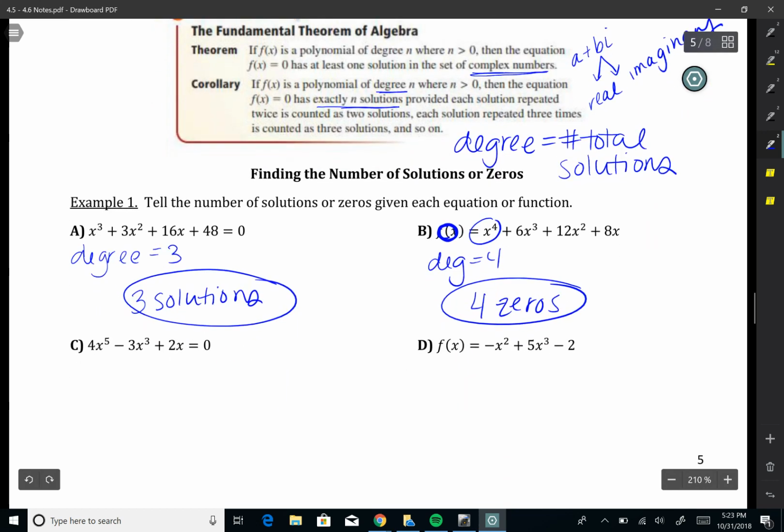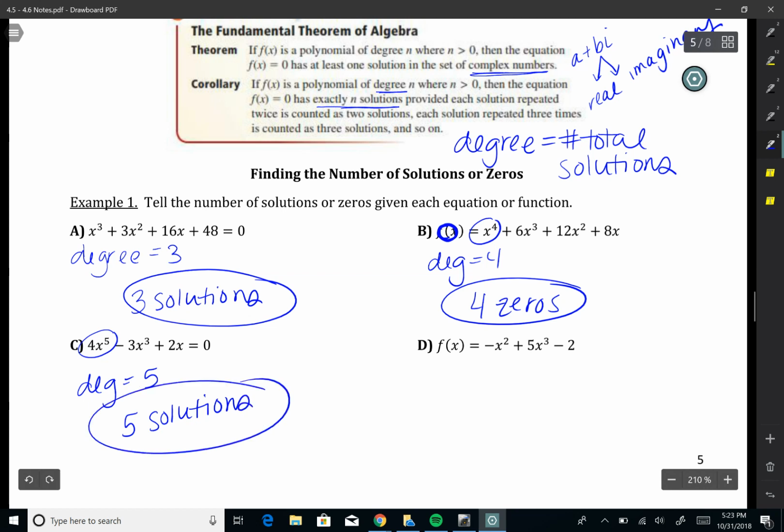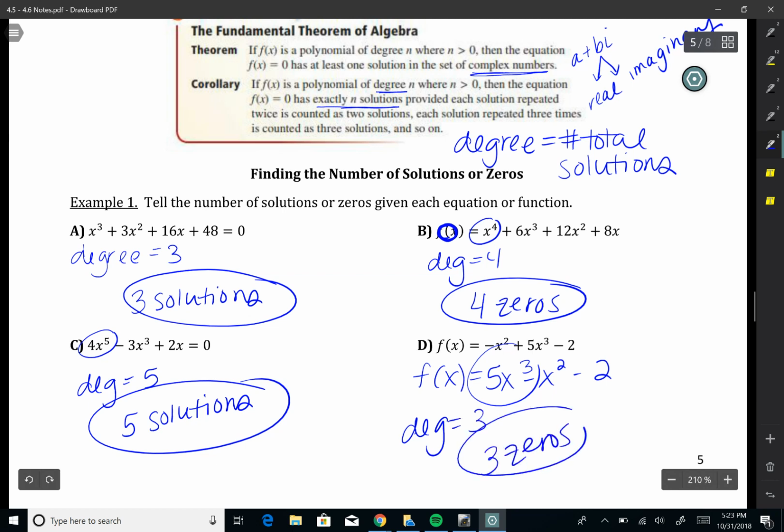Moving on to letter C. Letter C is an equation, 4x to the 5th minus 3x cubed plus 2x equals 0. Here's my leading term, which is degree 5. So this equation has 5 solutions. And finally, letter D, f of x equals -x squared plus 5x cubed minus 2. Little curveball here. This is not in standard form. This should be 5x cubed minus x squared minus 2. So my leading term tells me I have degree 3, which means I have 3 zeros of this function. And that is the fundamental theorem of algebra.